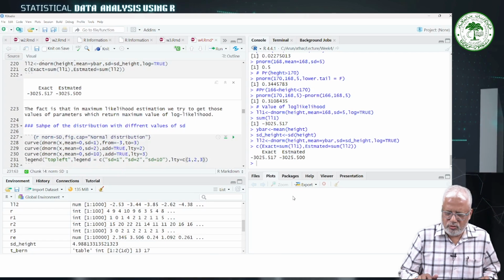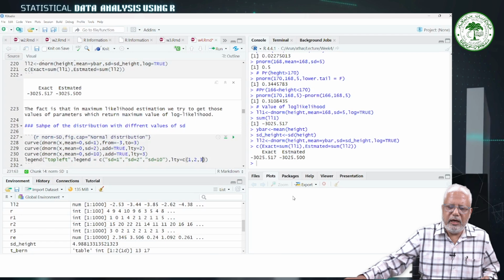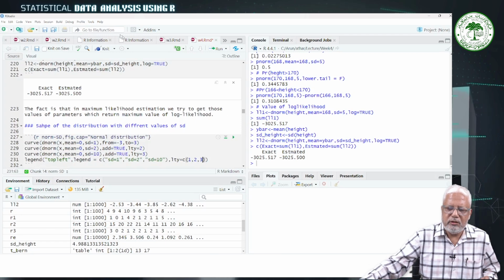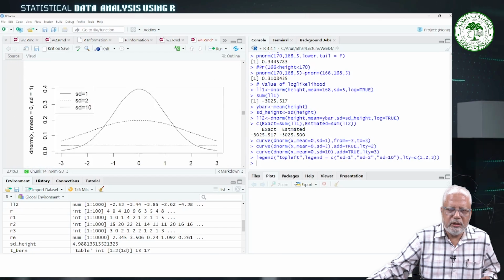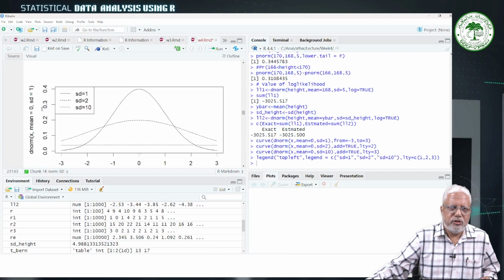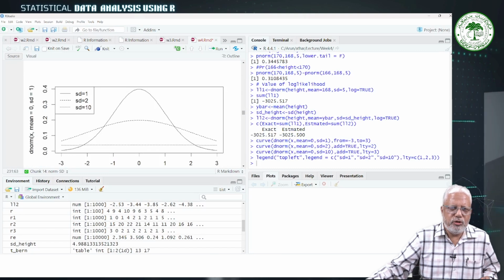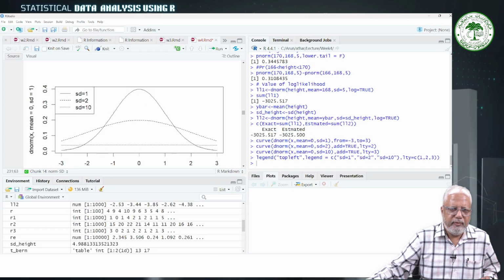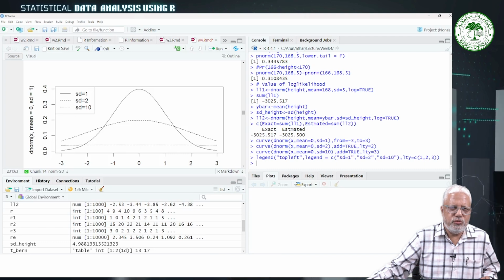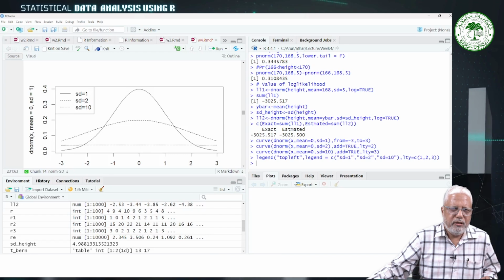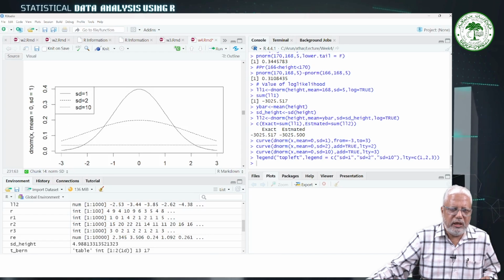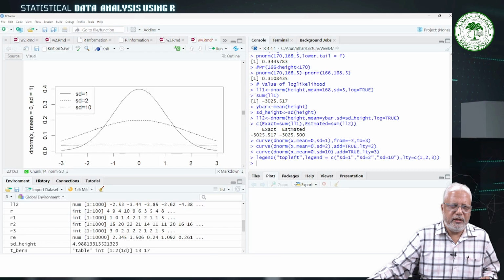So if we run this whole chunk, we will have a plot like this. So this is the output. Solid line is normal 0 with SD 1. So this is the solid line, and then dash line with SD is equal to 2. This is the dash line, lty is equal to 2. And then for SD is equal to 10, it becomes almost flat.